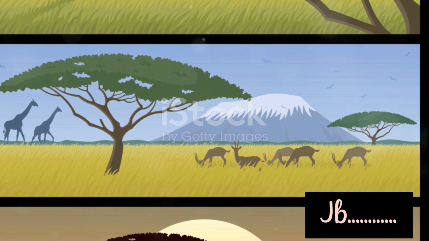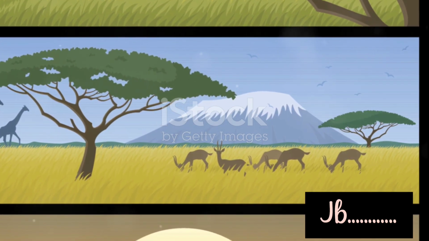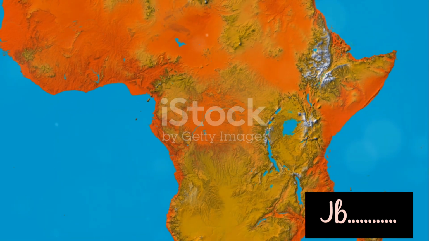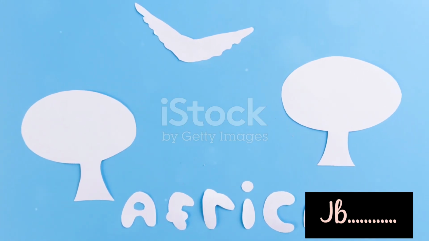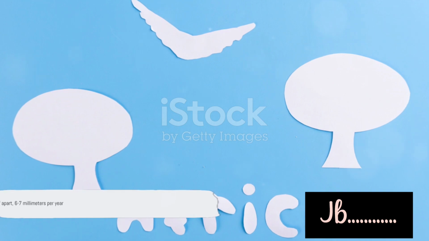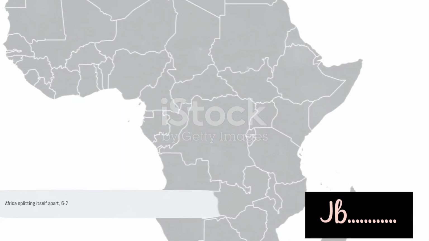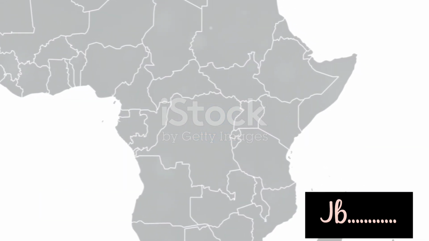The evolution of the EAR, whether it's driven by mantle plumes or super plumes, is still a topic of debate among scientists. Regardless of the cause, the result is clear. Africa is splitting, and this split is still ongoing. It's a slow process, with the plates moving apart at a rate of 6 to 7 millimeters per year. As we speak, Africa is slowly tearing itself apart, at a rate of 6 to 7 millimeters per year.